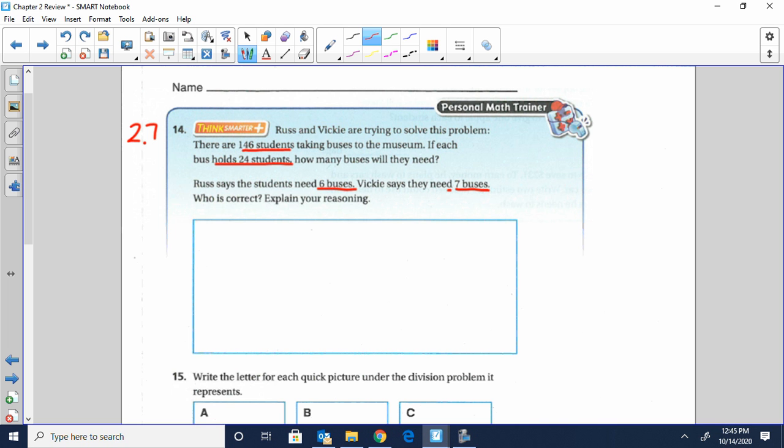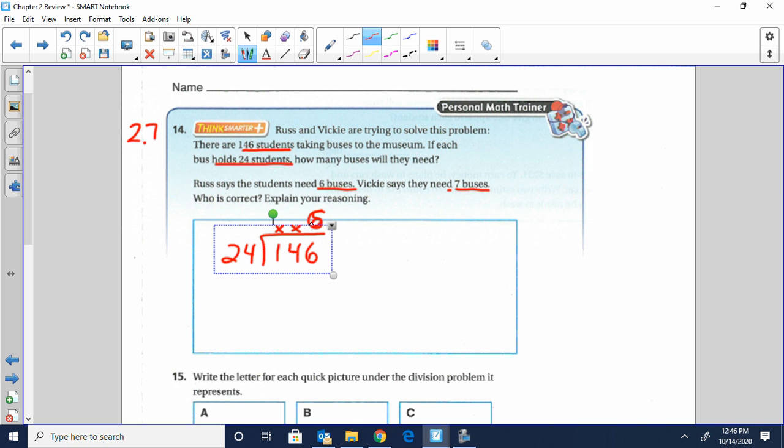So we're going to take 146 and divide it by 24 students. So we have 146 students. We divide it by 24 students because that's how many can fit on a bus. 24 does not go into 1. It does not go into 14. 24 is going to go into 146 5 times. Let's try that, or excuse me, 6 times. Try that first.